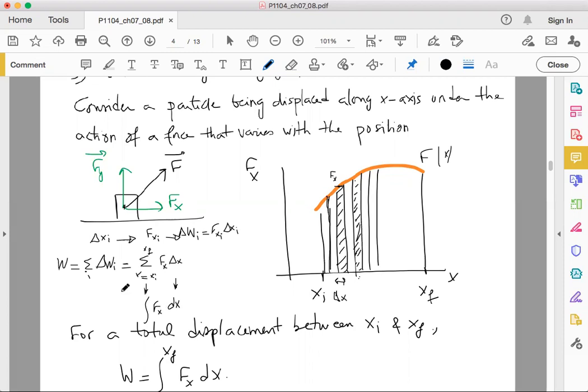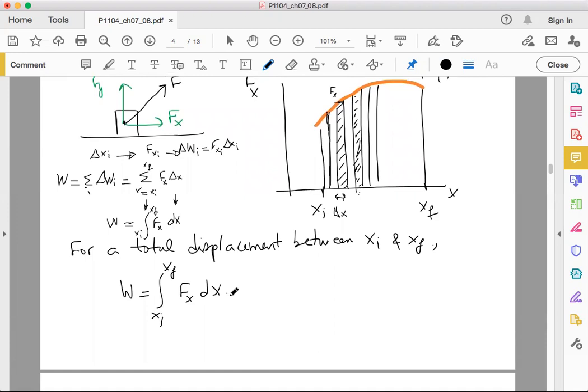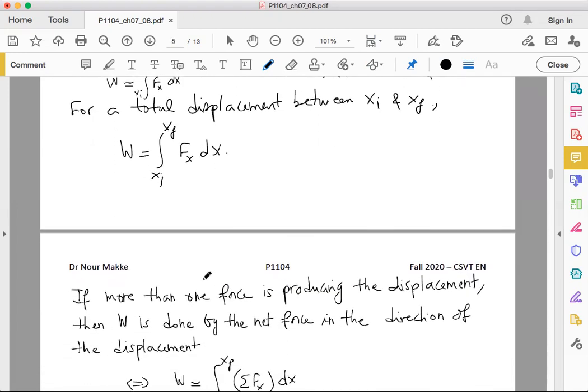So instead of talking about W equals the sum of Fx delta x over all the intervals, we talk about W equals the integral of Fx multiplied by dx, and the integral goes from x initial to x final. So that's why the work defined for a varying force, between x initial and x final, is given by the integral between x initial and x final of Fx multiplied by dx, where Fx is the value of the force as a function of x, and dx is the infinitesimal displacement in x.